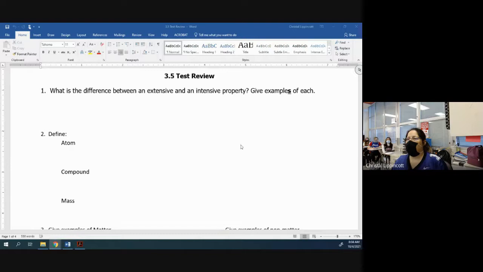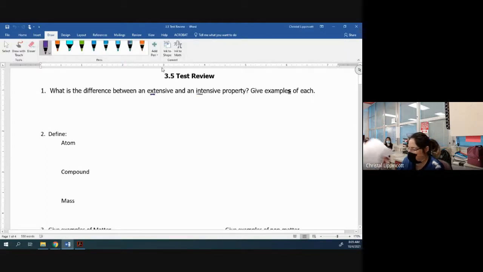So, we started our unit talking about different types of properties, and one of the types that we talked about was physical properties. And physical properties can be broken down into extensive and intensive properties. So extensive properties depend on the amount of material, how much matter, mass, how much stuff is there. Intensive, it doesn't matter. So extensive properties depend on how much stuff you've got there.